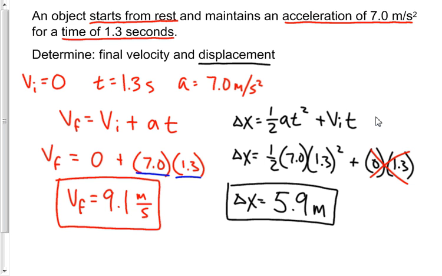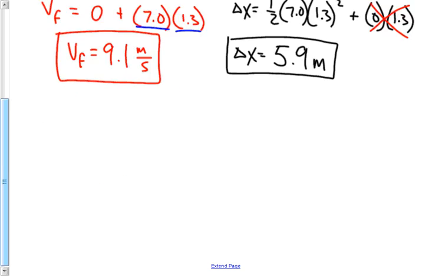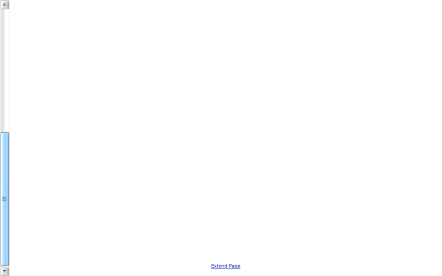Now, like I said, you might choose a different way to go about this problem, and that is completely okay. For example, you might choose to use the following equation. You might choose to say that final velocity squared equals initial velocity squared plus 2 times acceleration times delta x, another one of our kinematic equations. Completely legitimate. You can take your givens and throw it in here.